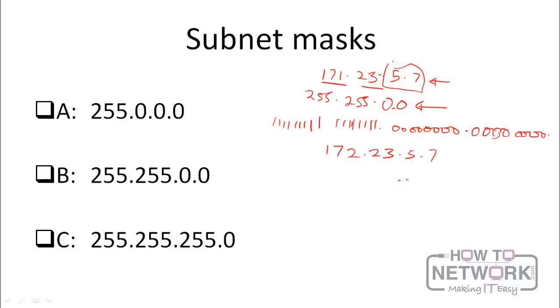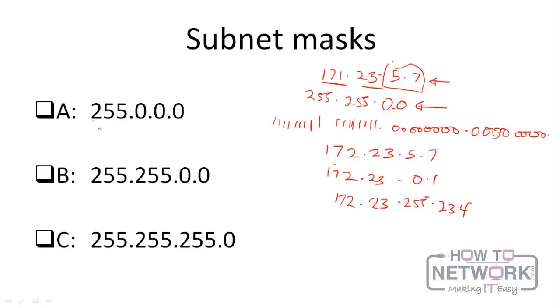So it's on the same network as 171.23.0.1. It's on the same network as 171.23.255.234. It's on the same network as anything that starts with 171.23. So that's the concept of subnet masks. It helps you to uniquely identify where your network is and what your host address is. So how does that tie into the classes of IP version 4 addresses?